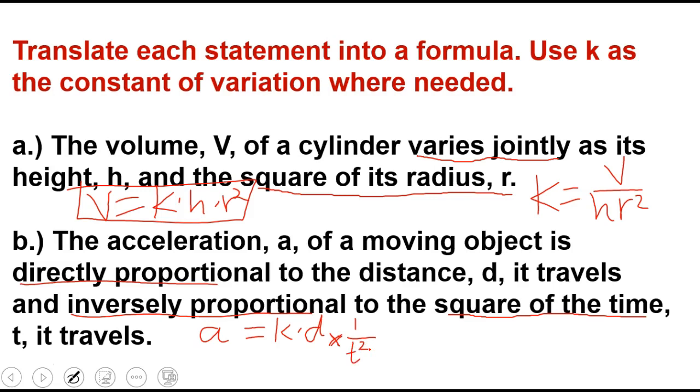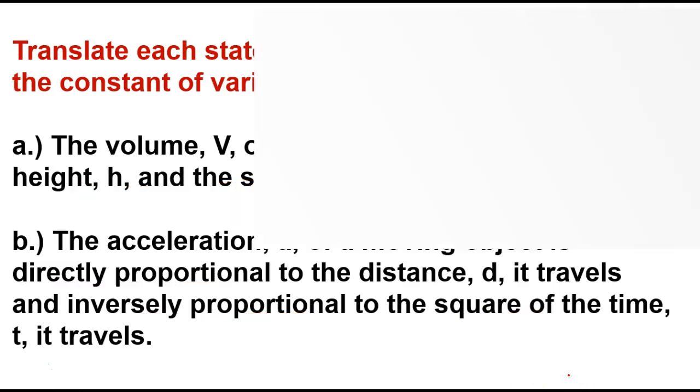And now we can simplify this. So A is equal to k times d times 1, which is kd, and then with the 1 in the denominator there, you're going to just have t squared in the denominator. That's it. Okay, not bad.